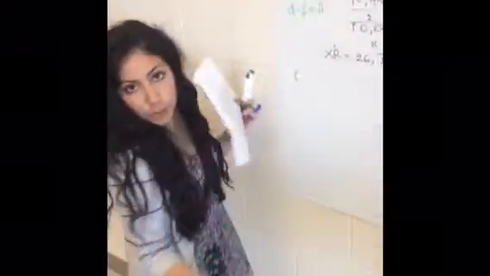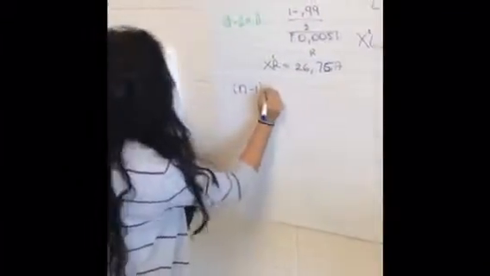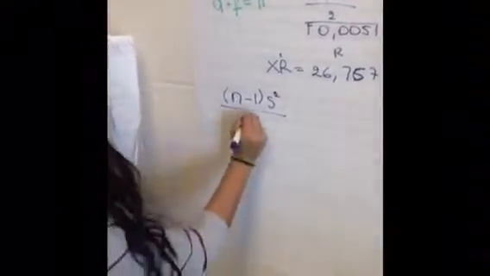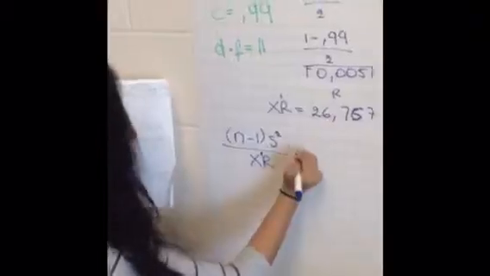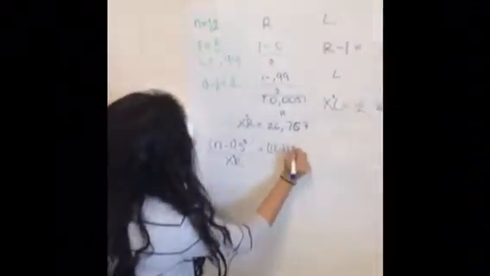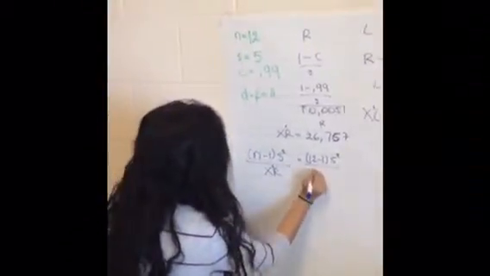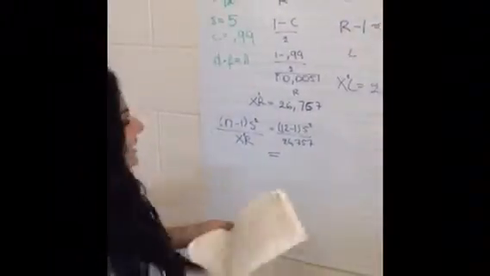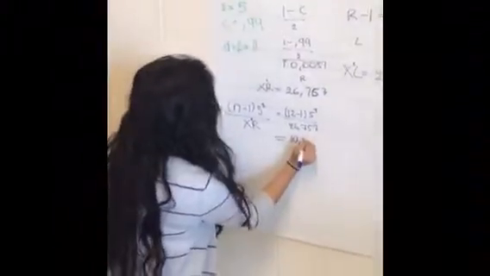Okay, so now we have both. To find the population variance and the standard deviation, we have to first do the left endpoint. There will be the formula: n minus 1 times the sample s squared, over XR. This gives us 12 minus 1 times 5 squared over 26.757. Now, this gives us 10.278.